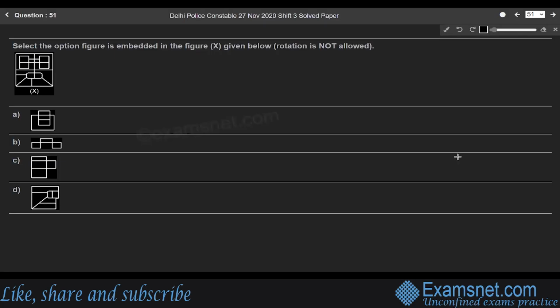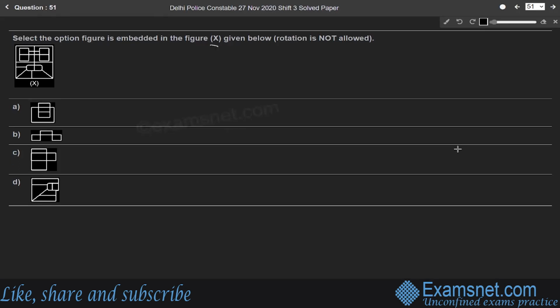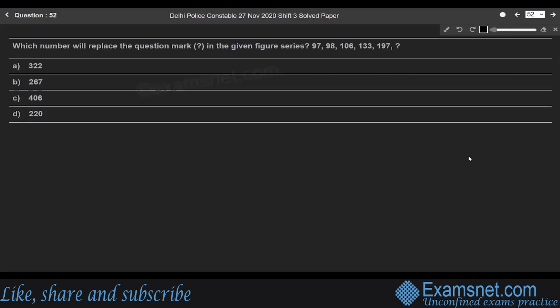Question 51. Select the option figure which is embedded in the given figure X given below. Rotation is not allowed here. So A, B, C, D are options. So option B. This figure is embedded in the given figure like this. So here, this region, like this part, right? Therefore, option B.